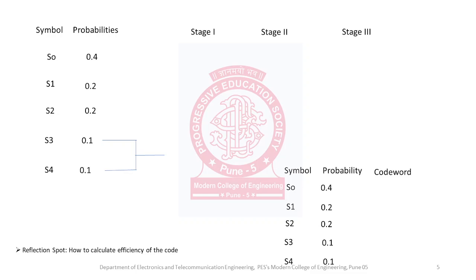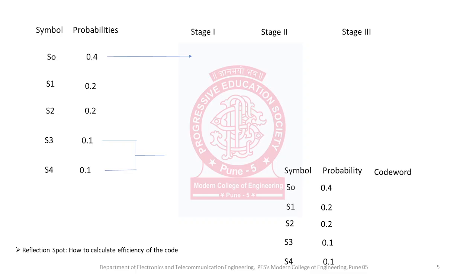Now in order to maintain the descending order, we need to place this above S1 or below S2. If we place this 0.2 above S1, then that is called the as high as possible method. And if we place it below S2, then that method is as low as possible. Here we are going to follow as high as possible. So here we are maintaining a descending order of probabilities.